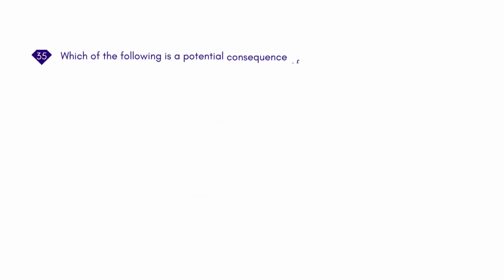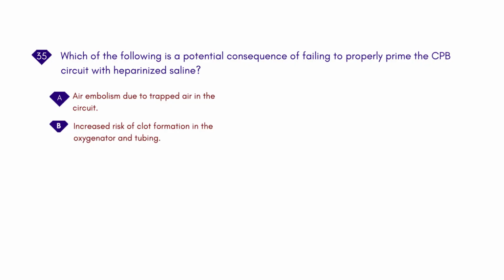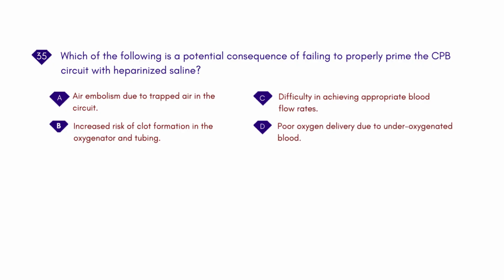Which of the following is a potential consequence of failing to properly prime the CPB circuit with heparinized saline? A. Air embolism due to trapped air in the circuit. B. Increased risk of clot formation in the oxygenator and tubing. C. Difficulty in achieving appropriate blood flow rates. D. Poor oxygen delivery due to underoxygenated blood.